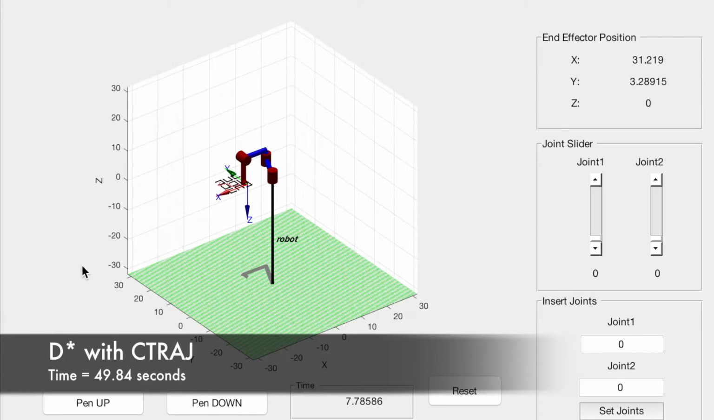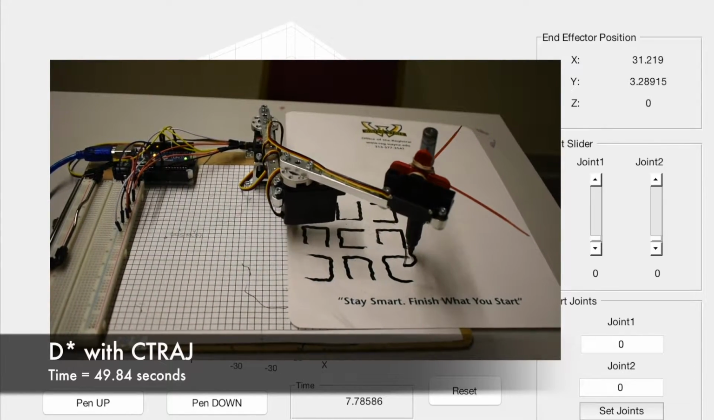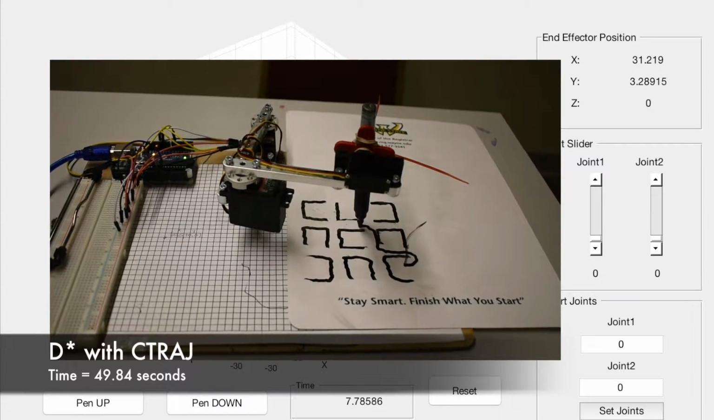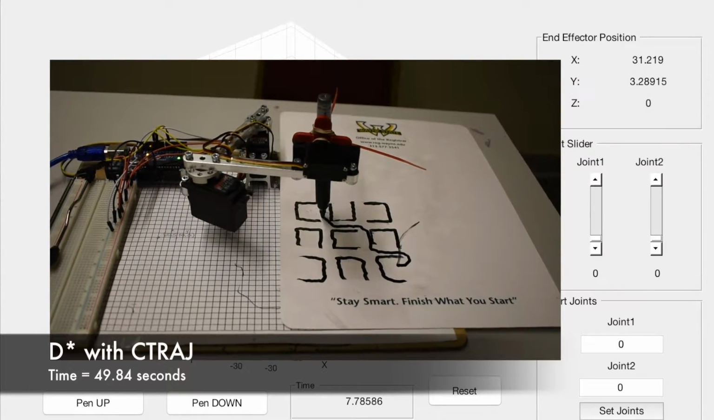ctraj connects two points using a straight line and draws them using a trapezoidal velocity profile. So using it with D-star, it took our robot 49.84 seconds to move from position 1 to position 9.